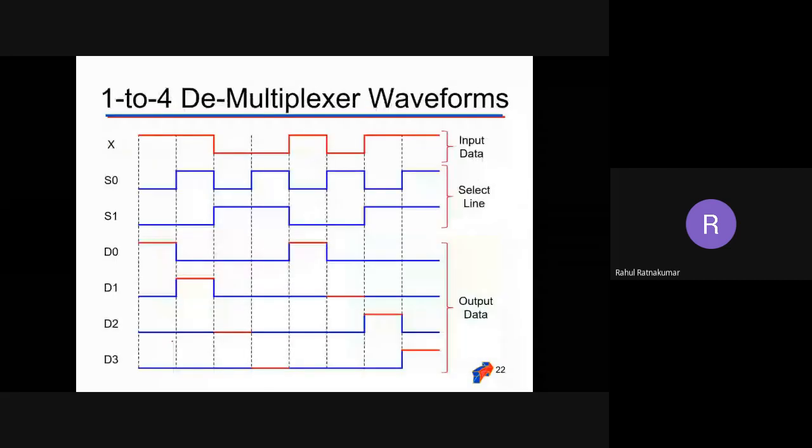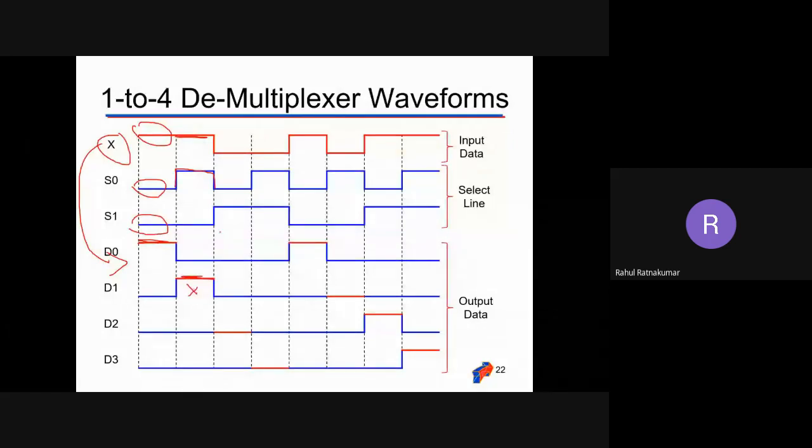This is a typical waveform, and we can compare the input X based on the select lines S0 and S1. X is going to D0 initially because S0 is 0 and S1 is also 0, and X is high here. So D0 will be getting the value of X. And after some time, S0 becomes 1. Now X is still high, and that is going to D1.